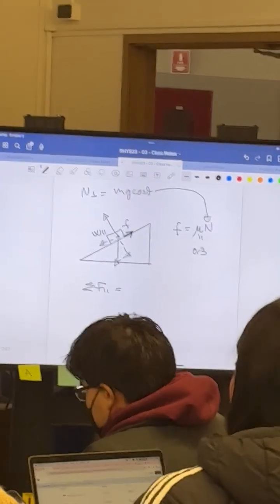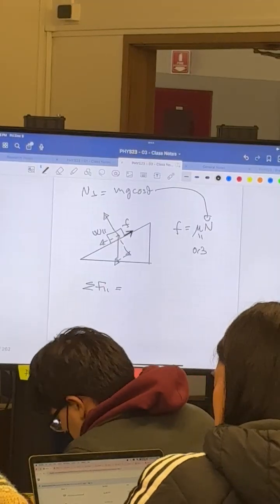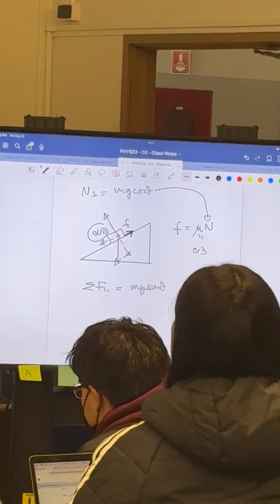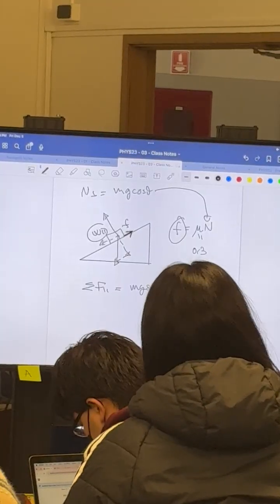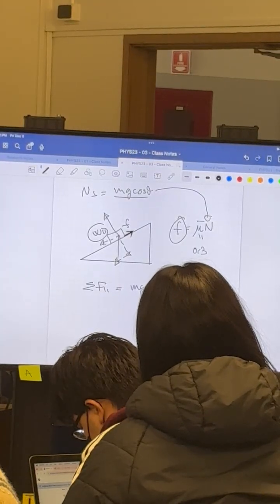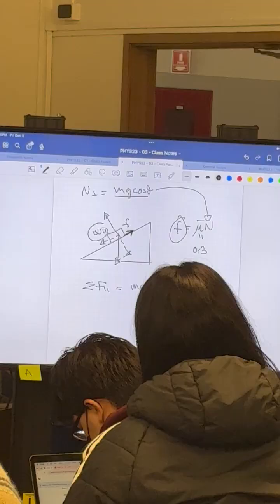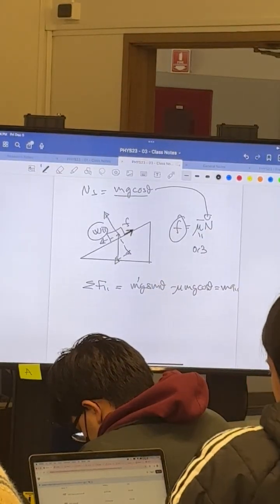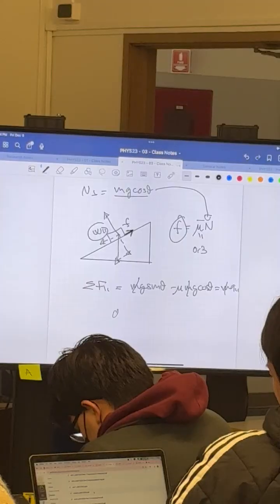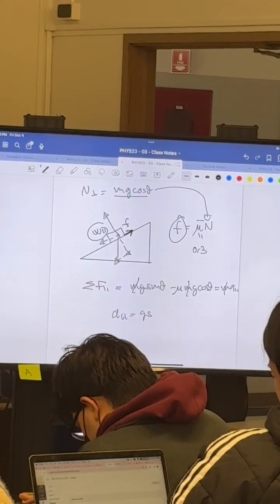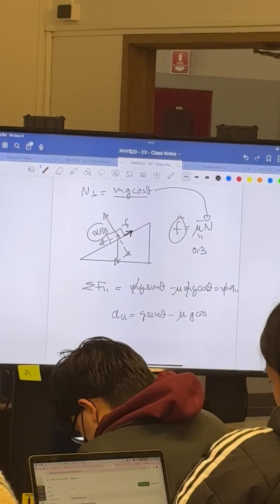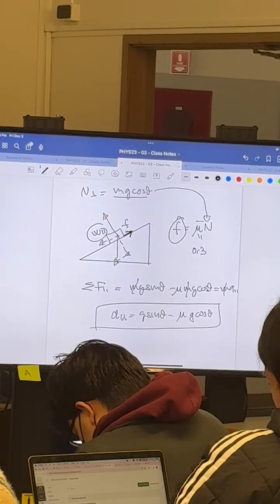So then we write the parallel component as we did before, right? This was mg sine theta, and then we have to write the friction, that is the coefficient times mg cos theta. And that gives us the acceleration. So as before, the masses simplify, and you end up with the acceleration is g sine theta minus mu g cos theta.